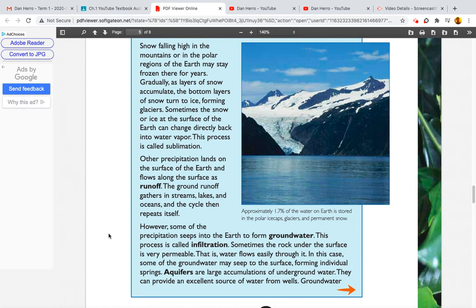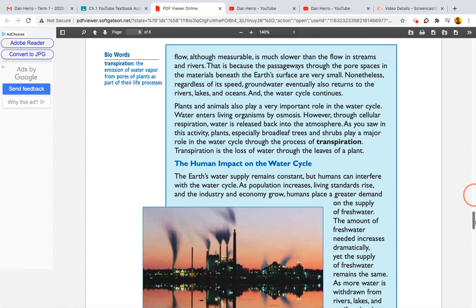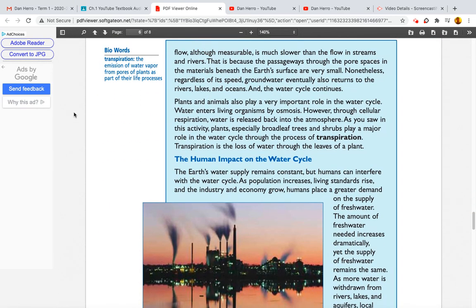Aquifers are large accumulations of underground water. They can provide an excellent source of water from wells. Groundwater flow, although measurable, is much slower than the flow in streams and rivers. That is because the passageways through the pore spaces in the materials beneath the Earth's surface are very small.